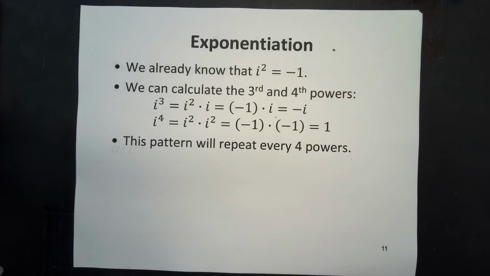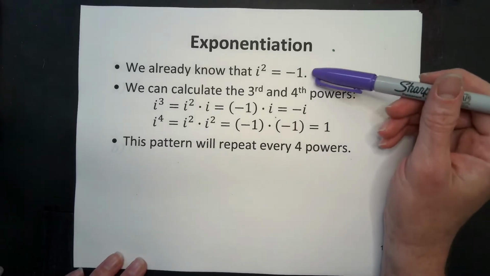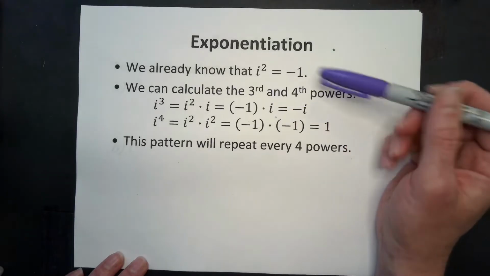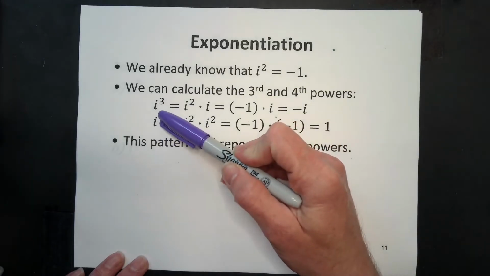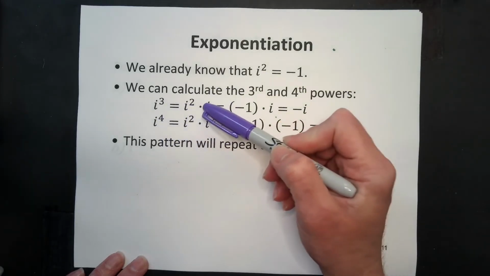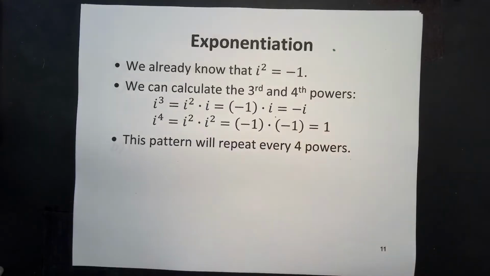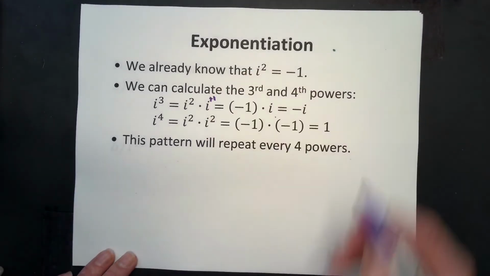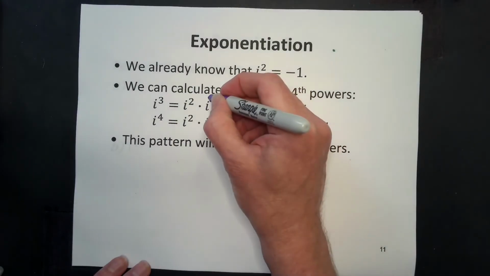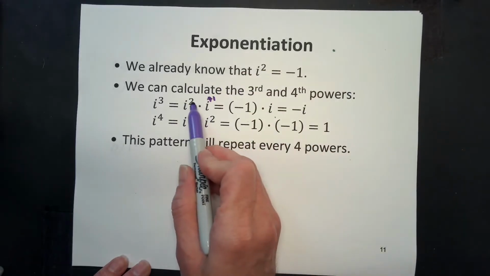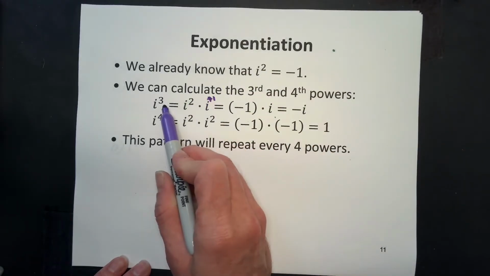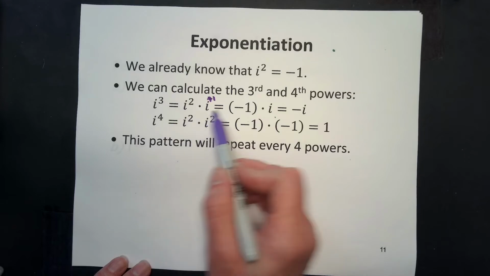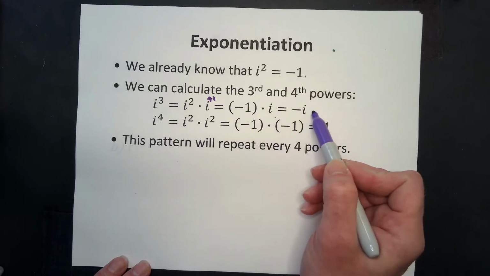Exponentiation. So we already know that i squared equals negative 1. We can calculate the third and fourth powers, where we have i to the third equals i squared times i. So we just break that up. Remember, you add the exponents. There's a 1 there, not a plus 1. So if you add your exponents, you get the 3 back. So we have i squared times i, so it's negative 1 times i, which is negative i.